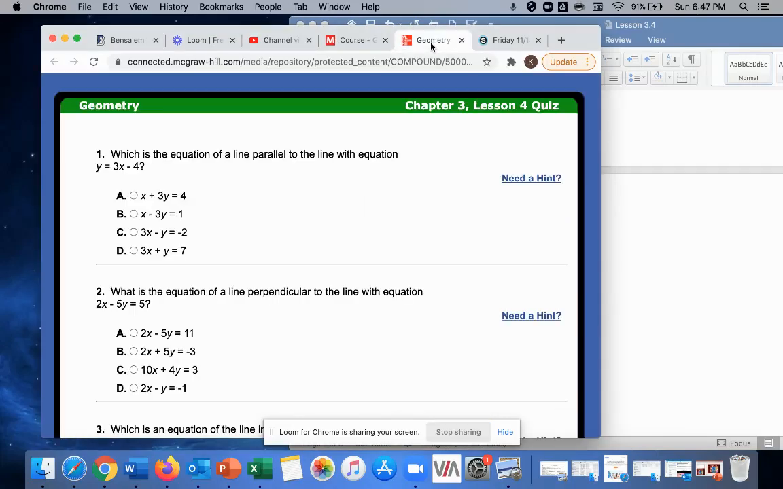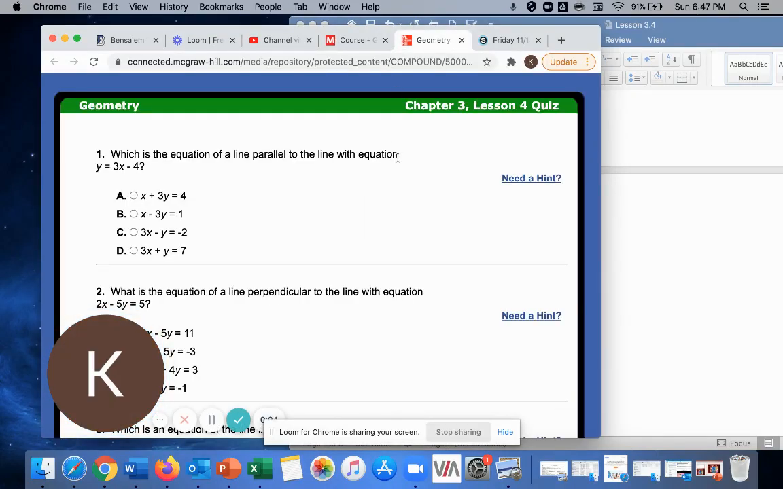I'm going to go through a little bit of the chapter 3.4 lesson quiz, and go over some ways to work through these problems. Hopefully it will help you when your quiz comes up on how to solve some of these problems.